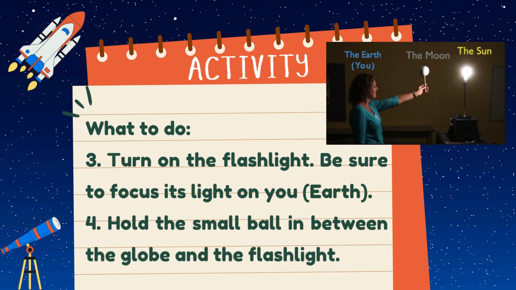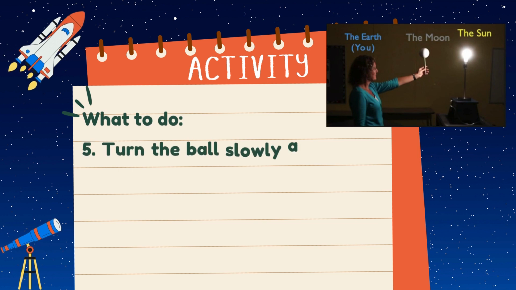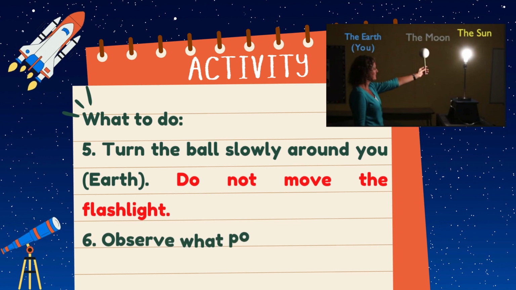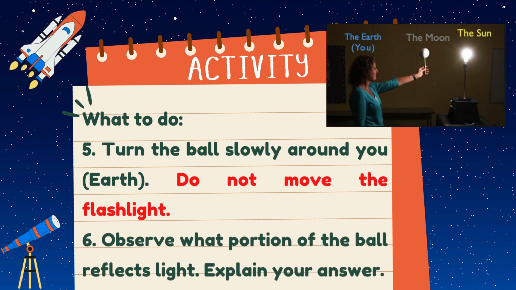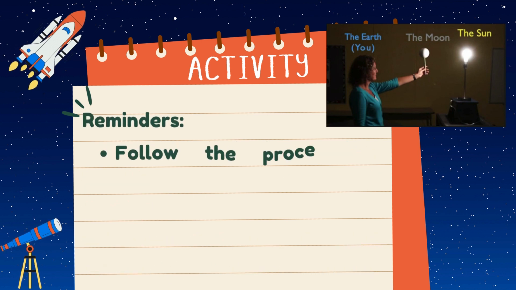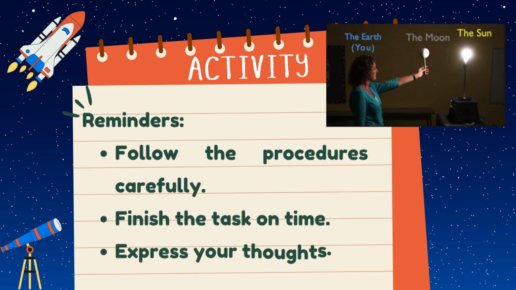Fourth, hold the small ball in between the globe and the flashlight. Fifth, turn the ball slowly around you. And sixth, observe what portion of the ball reflects light. Explain your answer. Here are some reminders. Follow the procedures carefully, finish the task on time, and express your thoughts.